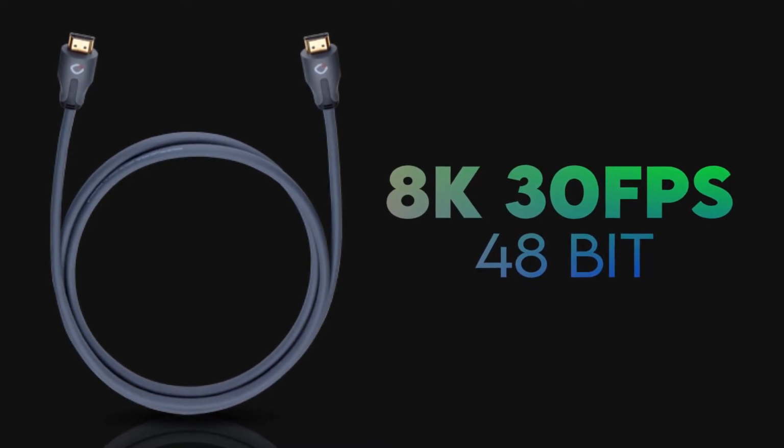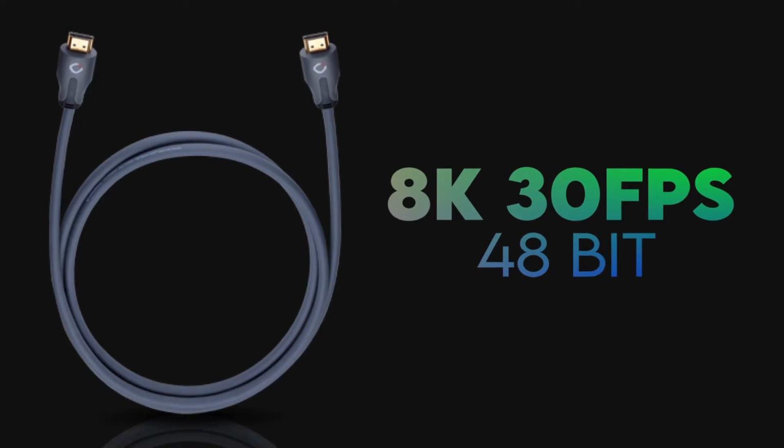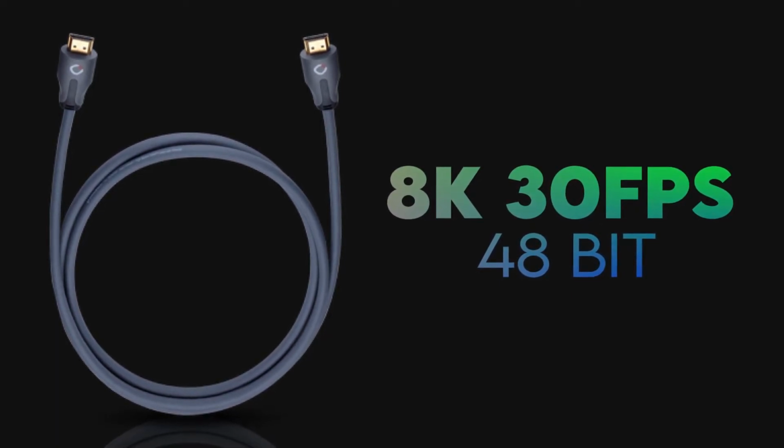We absolutely need 48 bits of color depth because it's the maximum color depth that we can have, and obviously if we were to fool the human eyes, colors need to look perfect.